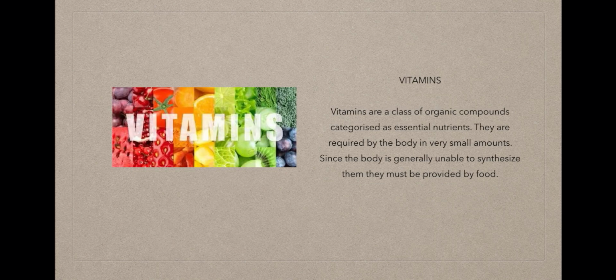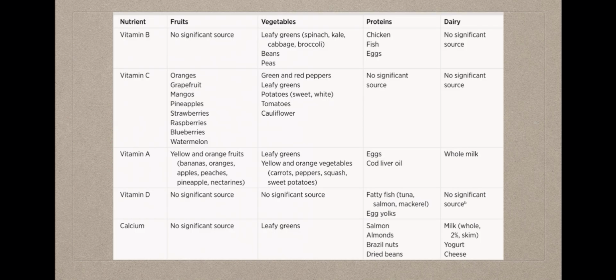Next, vitamins. Vitamins are basically a class of organic compounds categorized as essential nutrients. These vitamins are required by the body in very small amounts. Since the body is unable to synthesize them, they have to be provided by the food that we consume every day. So here is a table that will give you certain vitamins and their sources.